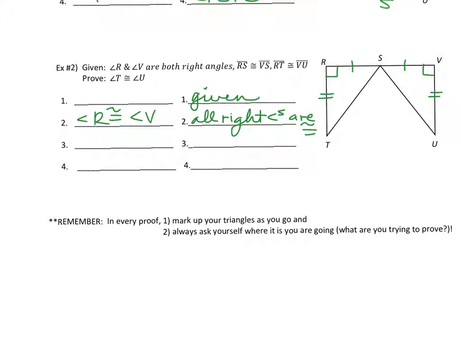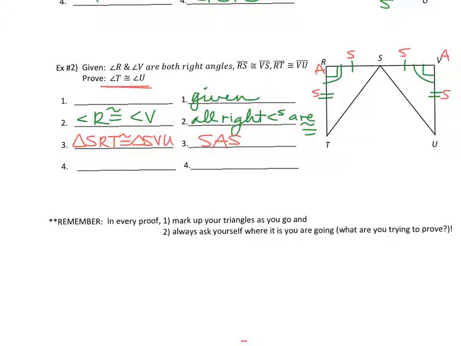Okay, so mark that, right? Mark it congruent, this congruent to that. Now what do you see? Triangle SRT is congruent to triangle SVU. Why is that? That's side angle side. SAS with SAS. So that's by SAS, okay?